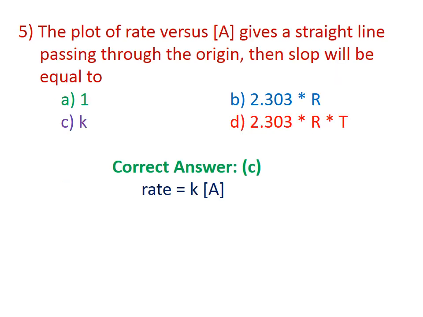The plot of rate versus A gives a straight line passing through the origin. The slope will be equal to, if it is passing through the origin, rate will be equal to K into A. Therefore, the slope will be equal to K. The correct answer is C.